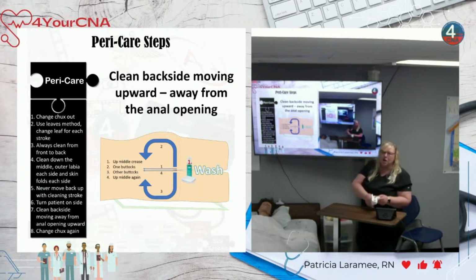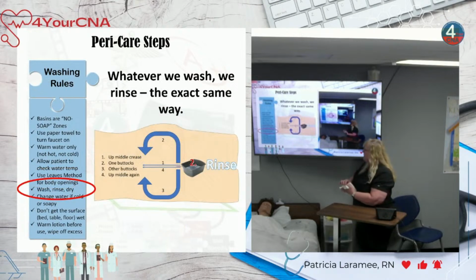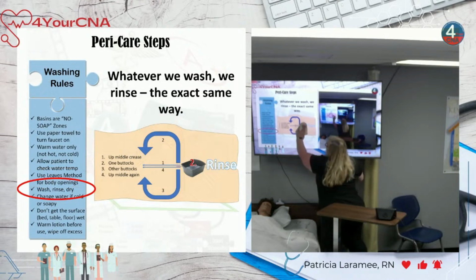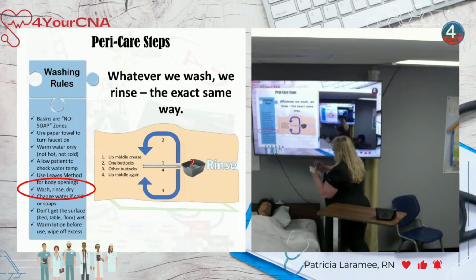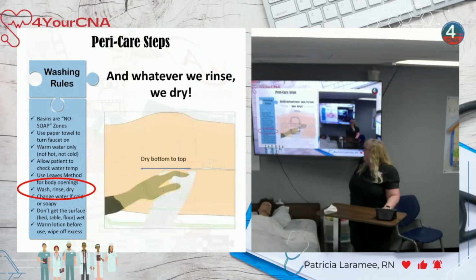We're going to take washcloth number 4 that's in the basin, wring it out really well, because whatever we wash, we rinse the exact same way. So we're going to rinse up the middle, fold that over, one cheek, fold that over, the other cheek, fold that over, and once more up the middle. We'll set that aside on the barrier. Whatever we rinse, we dry. So we're going to use that towel from earlier and dry. Same direction.